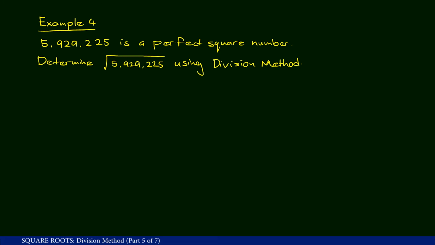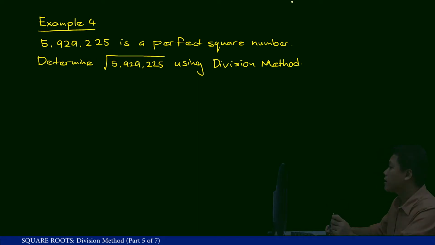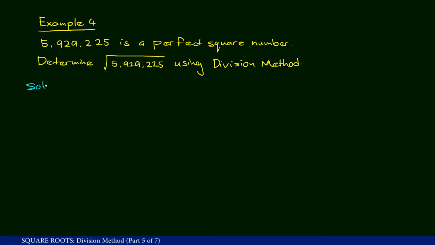5,929,225 is a perfect square number. Determine the square root of 5,929,225 using the division method. So we have a 7-digit number, so it's quite large, and finding the square root is a little bit challenging. But remember the steps that need to be taken. Okay, so what are the steps?